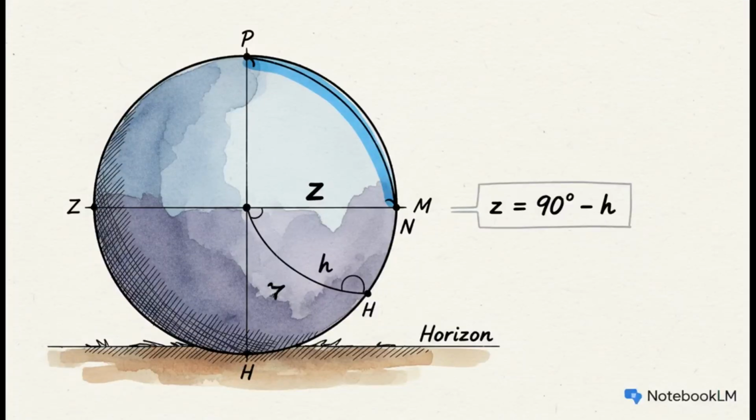Okay, next side. The one connecting your zenith, Z, to the star, M. This one's pretty intuitive. It's simply the star's zenith distance, z, the angular gap between the star and the point directly overhead. This is the direct complement of the star's altitude, h, which is what you'd measure from the horizon up. So z is simply 90 degrees minus h.